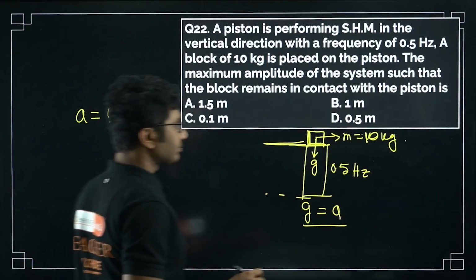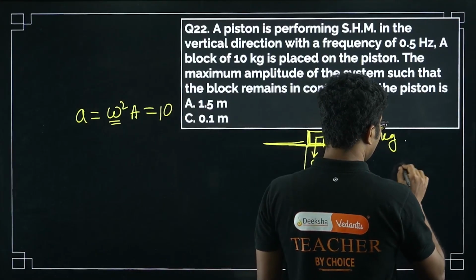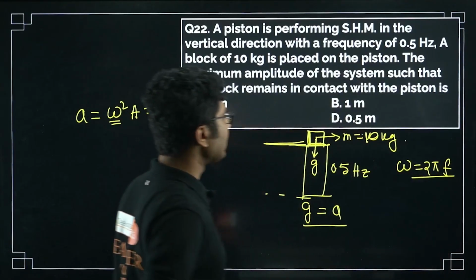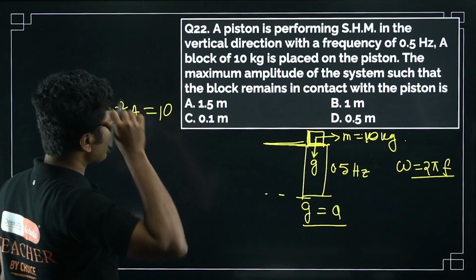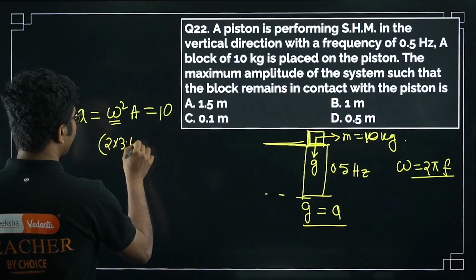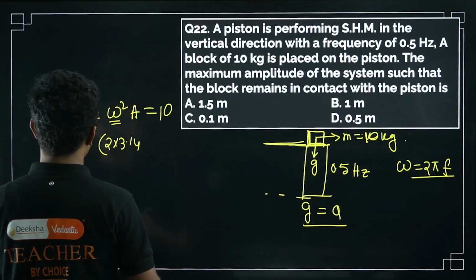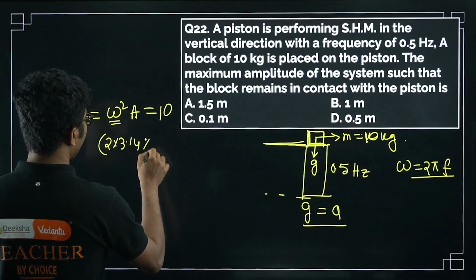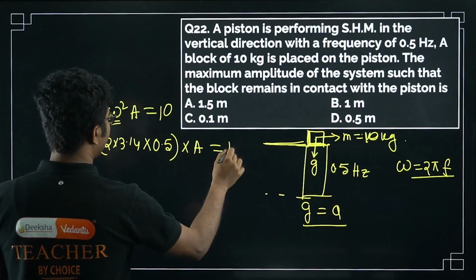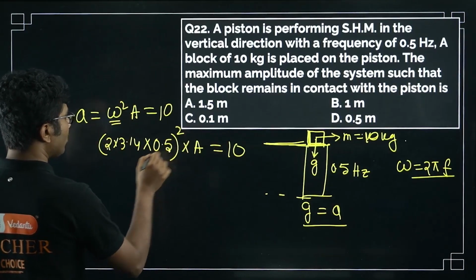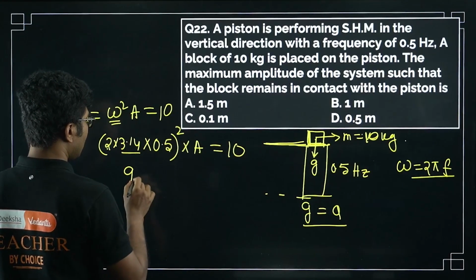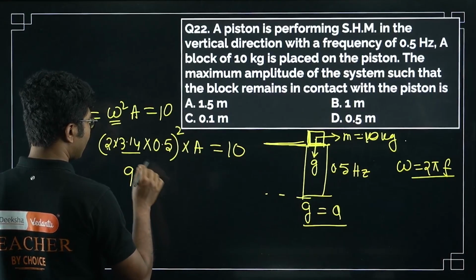Now what is omega? Omega equals 2π into frequency, right? So omega square will be equal to (2 into 3.14 into 0.5) square, into amplitude A, equals 10. So 2 into 0.5 is 1. So we are getting this as 9 point something square.